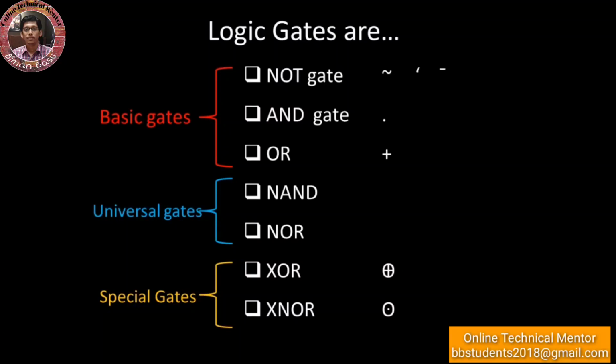Now let us check one by one the operations and their working. We will not go into the details of each and every gate. The timing diagram, internal circuitry, or the discrete components used within these gates will be discussed in my later videos. So in this video, I will discuss only the basic operations, the truth table, and the circuit diagram only.